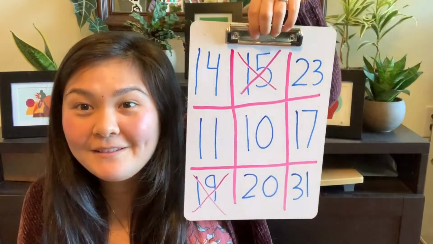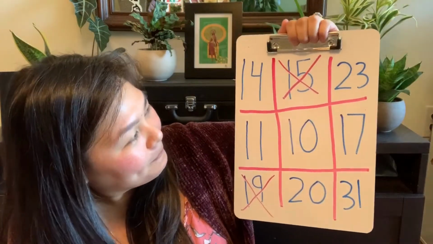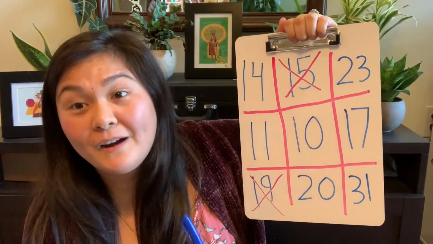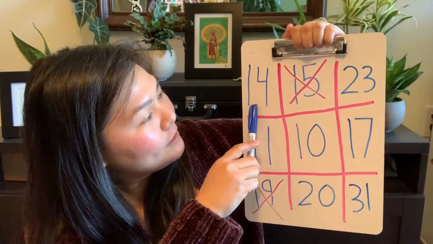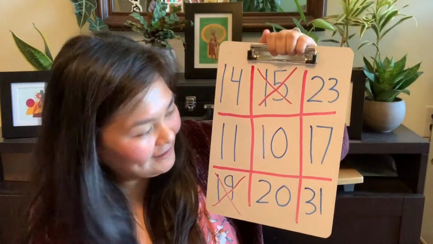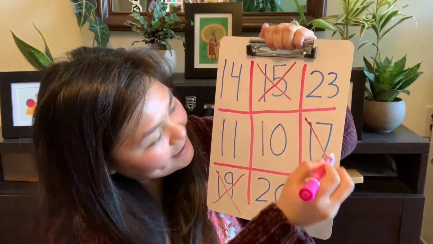So now we're gonna find 17 on your game board. Again, if you want, you can start at the top and read the numbers until you find the number 17. 14, 23, 11, 10, 17. Found 17. I'm gonna cross it out and see the next one.